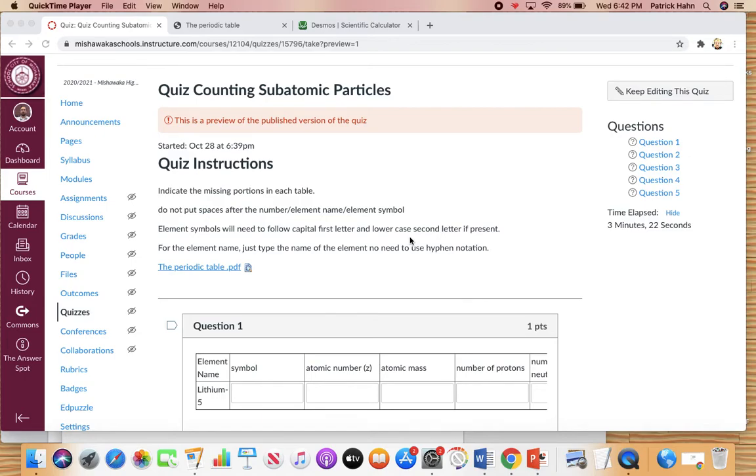Today you guys are taking the quiz, Counting Subatomic Particles. It's located in the module for Chapter 4 and 5. It's the last thing going on in the grading period, and I'm going to explain how to do this.